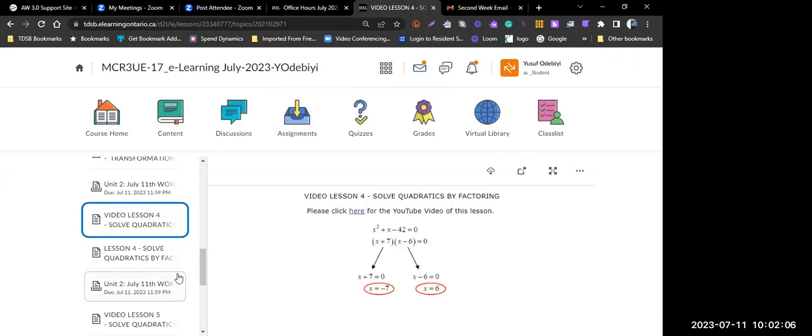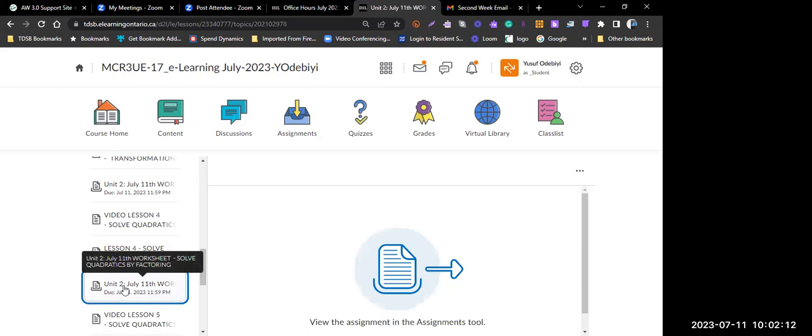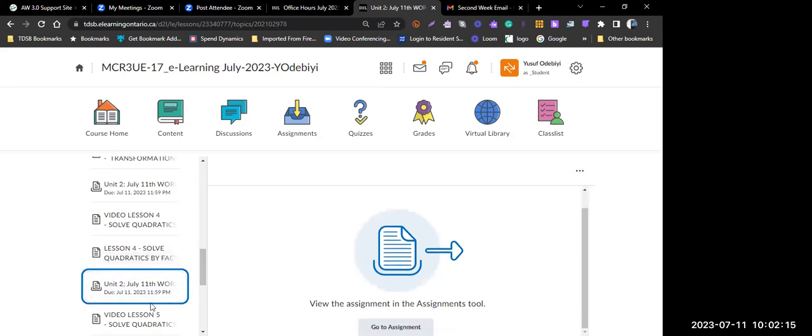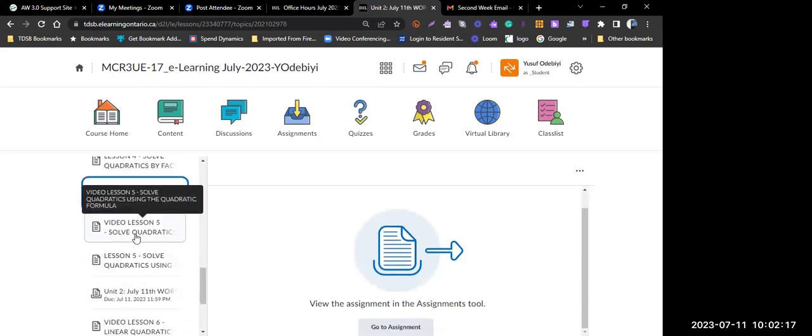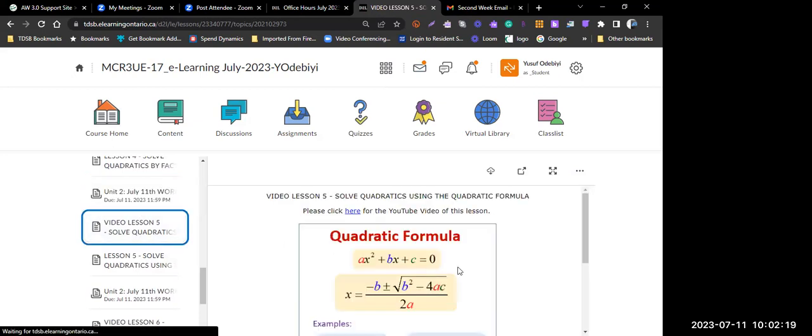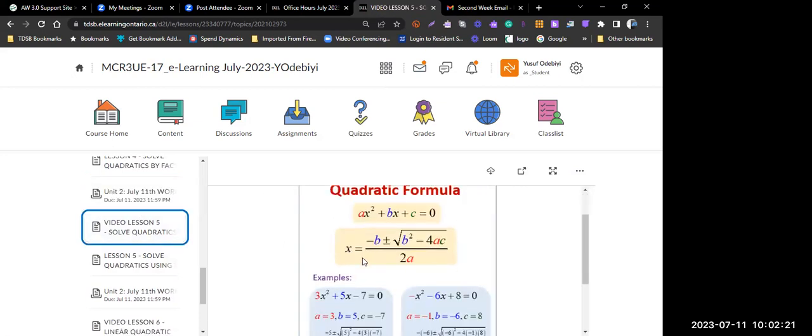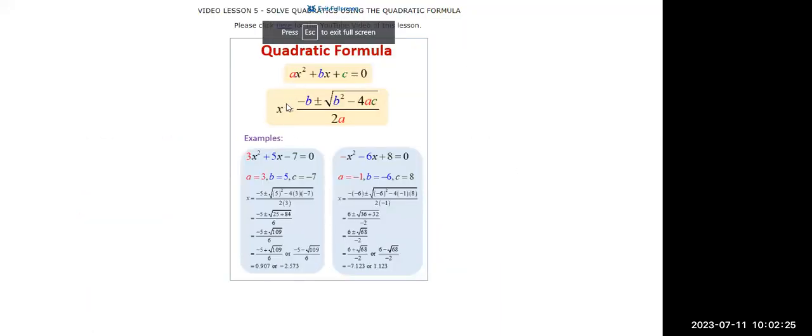So that is that video. We don't have much time. I just want to see what the next lesson is. Here are those questions. The next video is basically using the quadratic formula, right? I won't go into it. This is the quadratic formula right here, and you use the quadratic formula to find the x-intercepts, right?